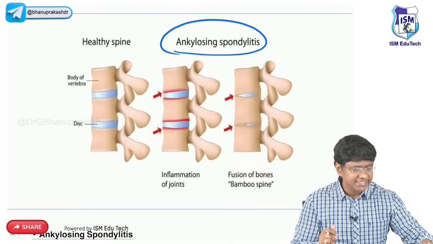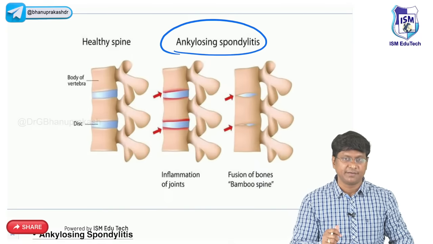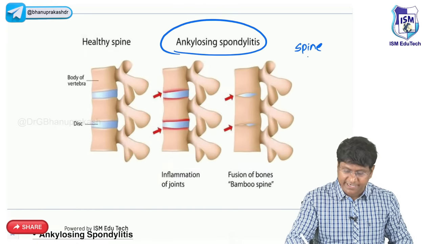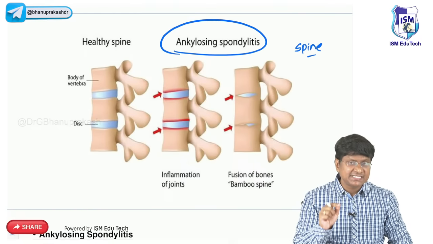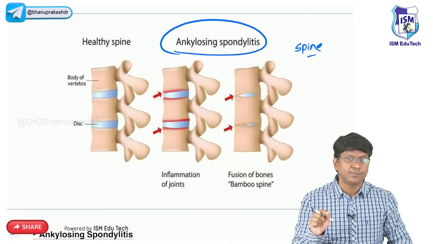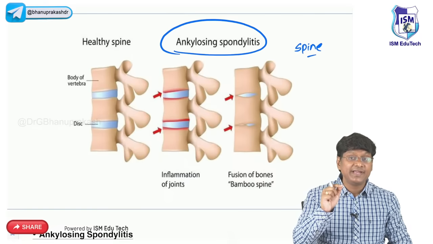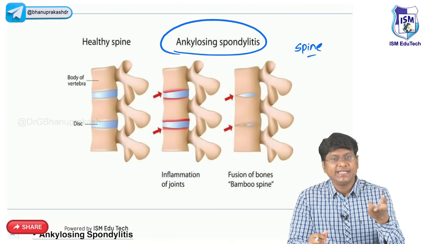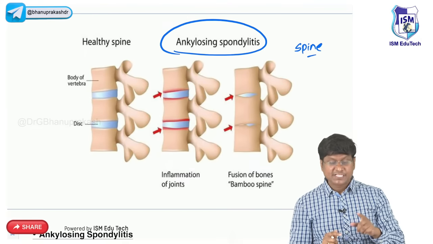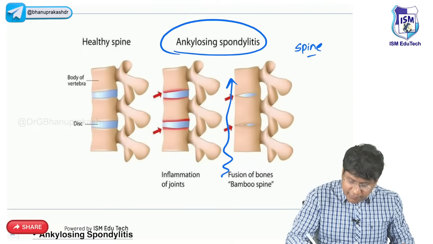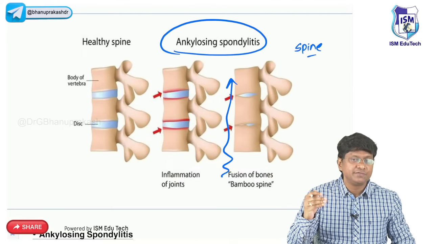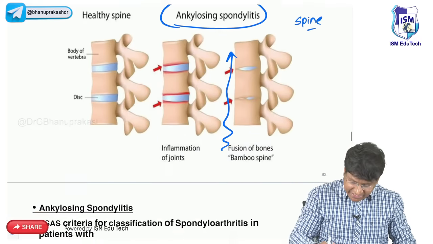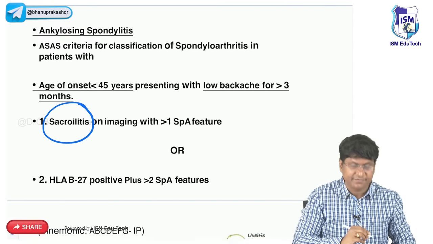In case of ankylosing spondylitis, you have two important articular manifestations. Number one, involvement of the spine, where there will be fusion of the vertebrae. The next is the sacroiliac joint, where there will be sacroiliitis. The spine involvement goes from lower down to above: initially fusion of the vertebrae of the sacrum, then lumbar, then thoracic, and then cervical. So sacroiliitis is one of the very important manifestations.